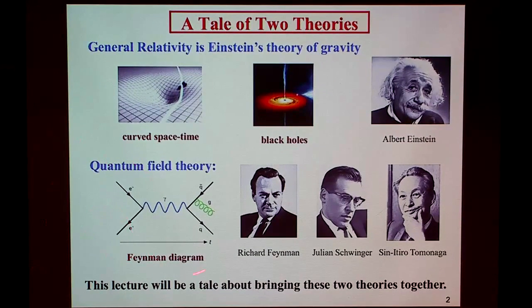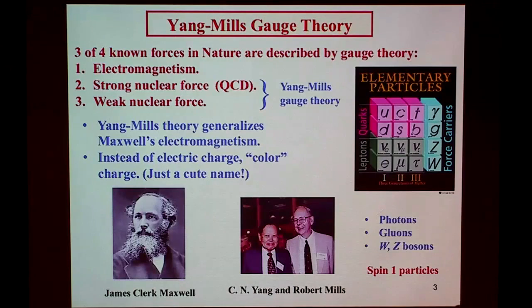So let's say this would be some kind of a scattering process of electrons, and there's a photon, and there's quarks and gluons. And we generally describe it by these types of diagrams. These are the founding fathers of quantum field theory. Quantum electrodynamics is what they discovered. And what this lecture is going to be about is taking Einstein's general relativity and trying to put it together with quantum field theory. So first, we're going to talk about Yang-Mills theory.